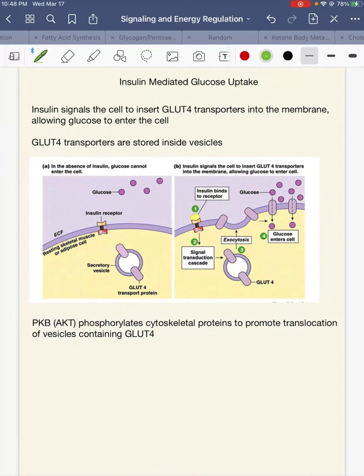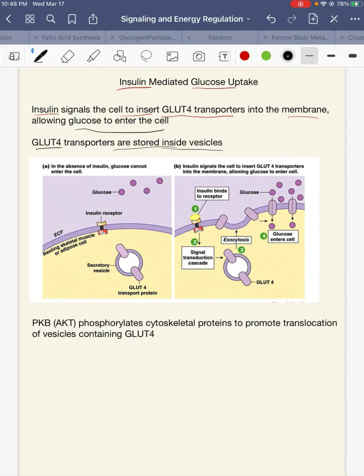Okay, so now we talked about how glucose stimulates insulin release in beta cells. Let's talk about how insulin mediates glucose uptake in other cells. So insulin signals to the cell that we have a lot of glucose, and the way that it does this is it allows the cell to insert GLUT transporters into the membrane. So the one we're talking about is GLUT4, but it does this with all the different GLUTs as well. This allows glucose to enter the cell. GLUT4 transporters are usually inside vesicle walls.